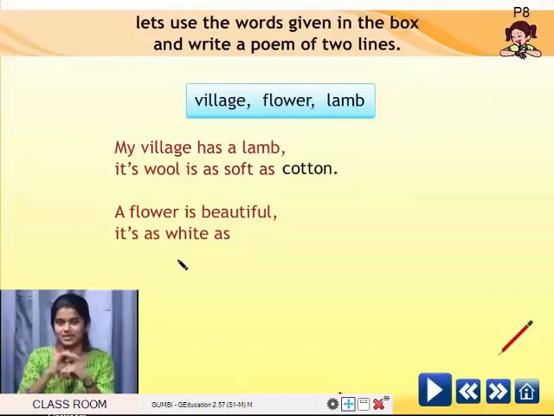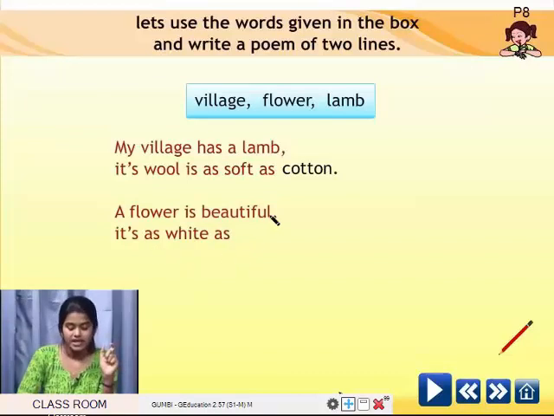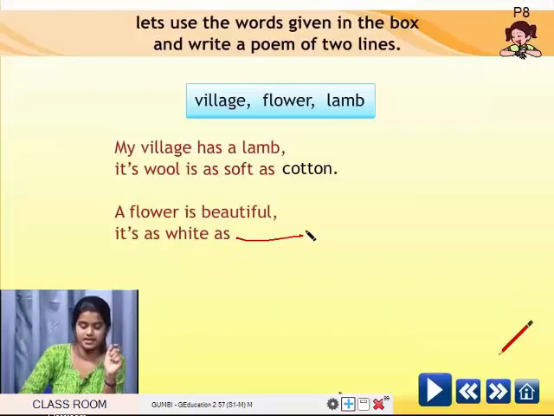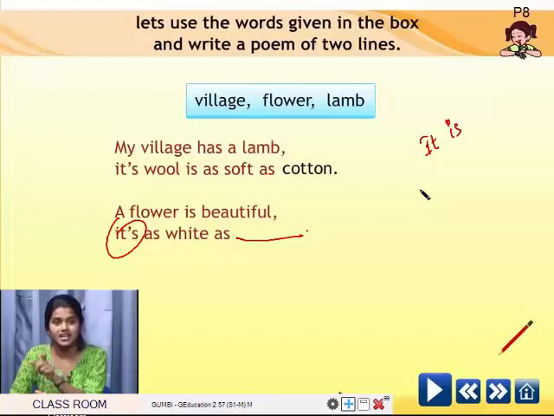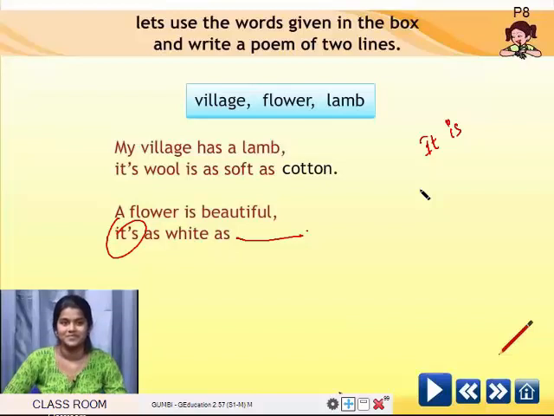And the next one. A flower is beautiful. It's as white as dash. It means it is as white as dash.